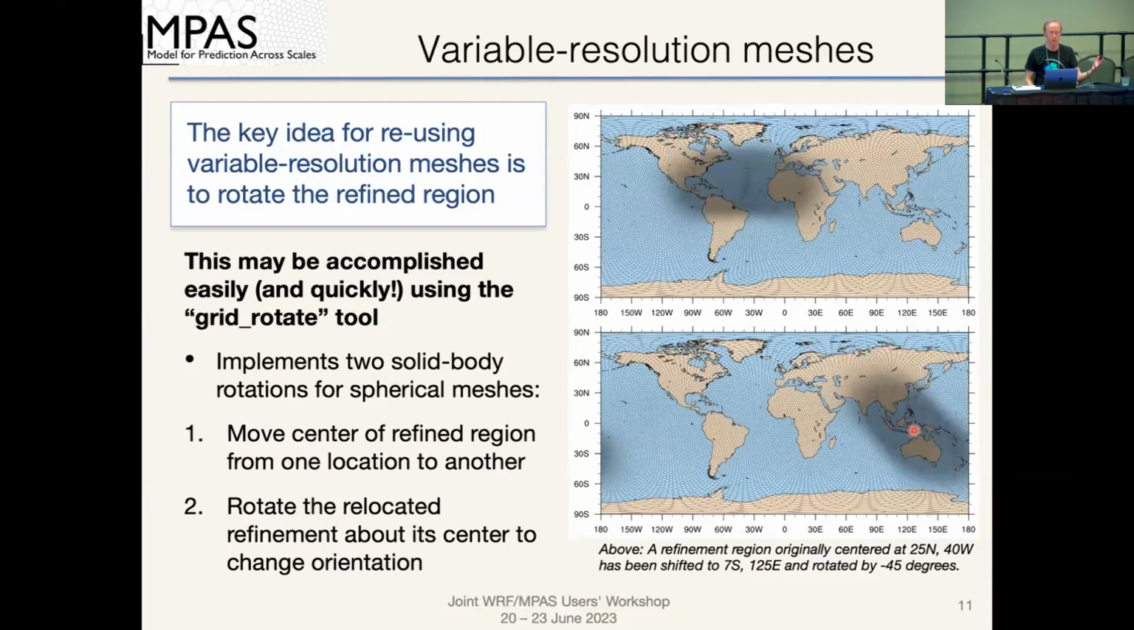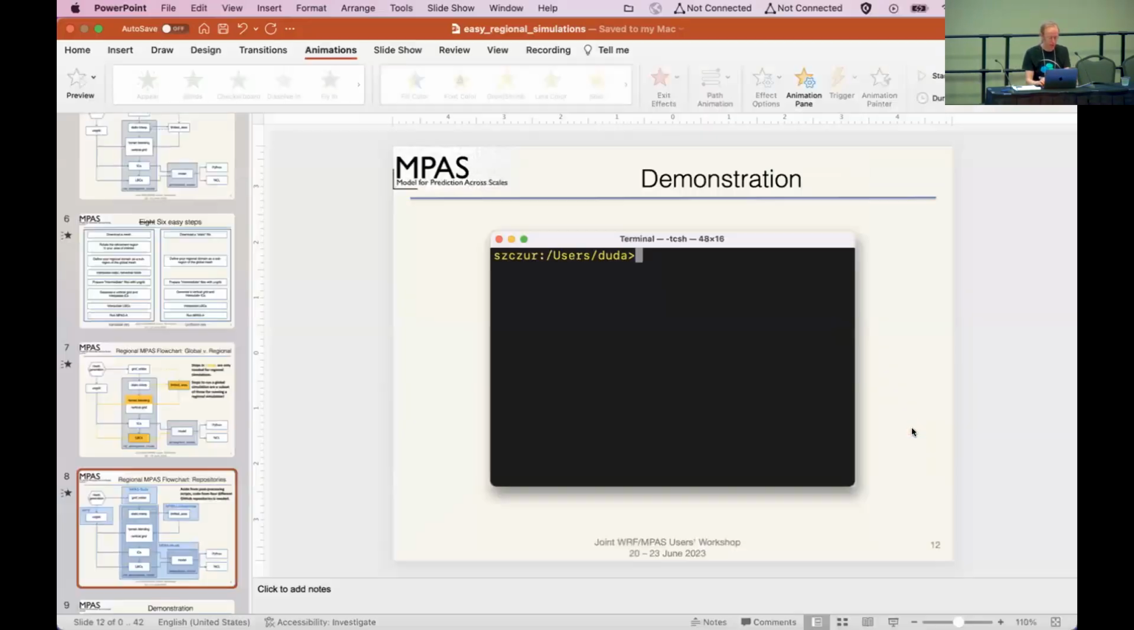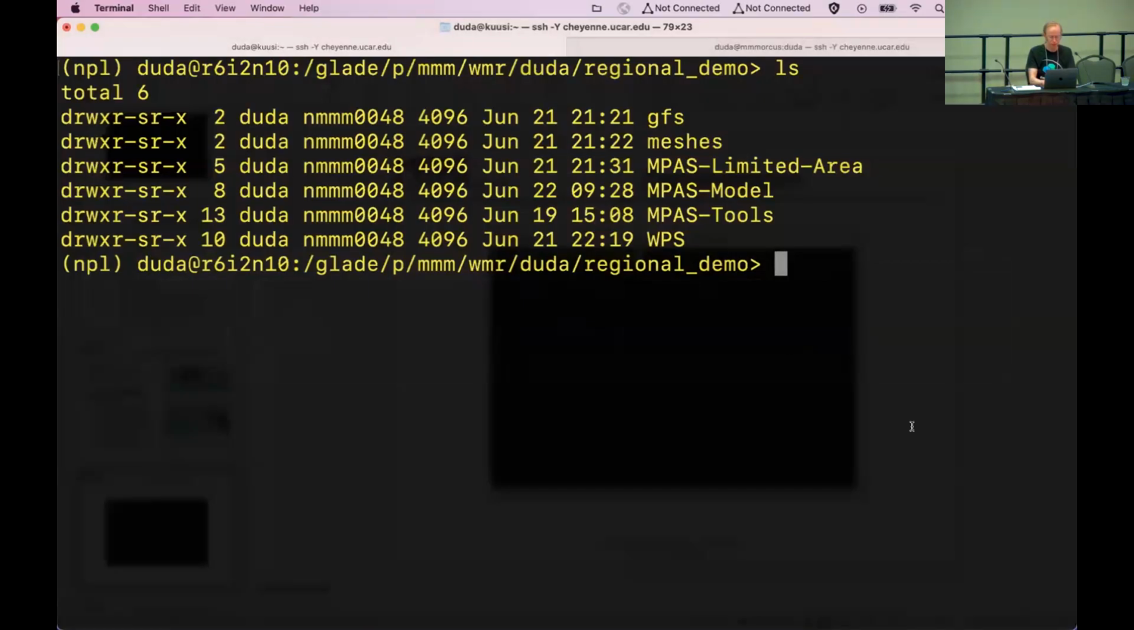That doesn't make so much sense when it's a circular region, because rotating a circle about its center gives you a circle that looks much the same. But for elliptical refinement, that allows you to change the orientation of an elliptical refinement region, for example. So that's kind of the general idea. So let's jump into a terminal and give that a try.